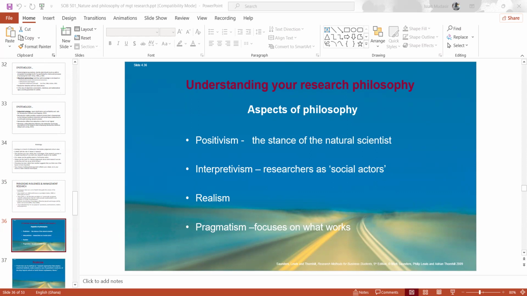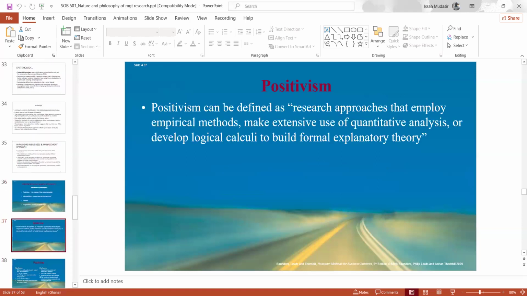The first school of thought, positivism. I told you that this is where I belong. Okay? Now, for positivists, in terms of ontology, they believe that reality is objective. Okay? This world is there. Whether you believe it or not, it is there. There's nothing you can do about it. It is something that exists, and you can only inquire into it.